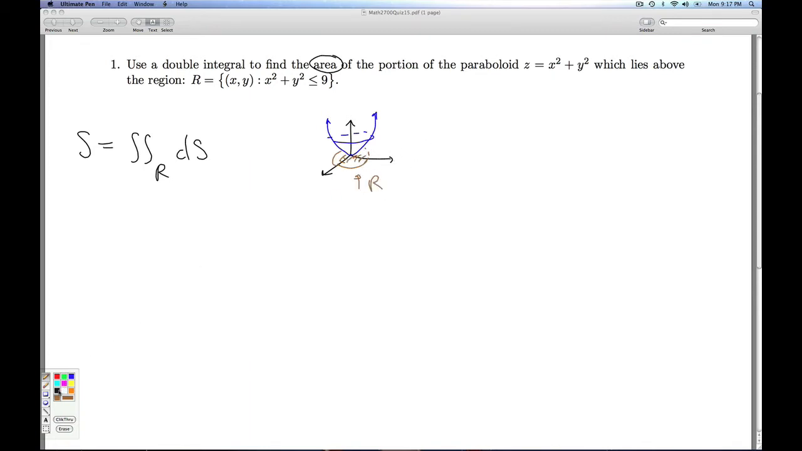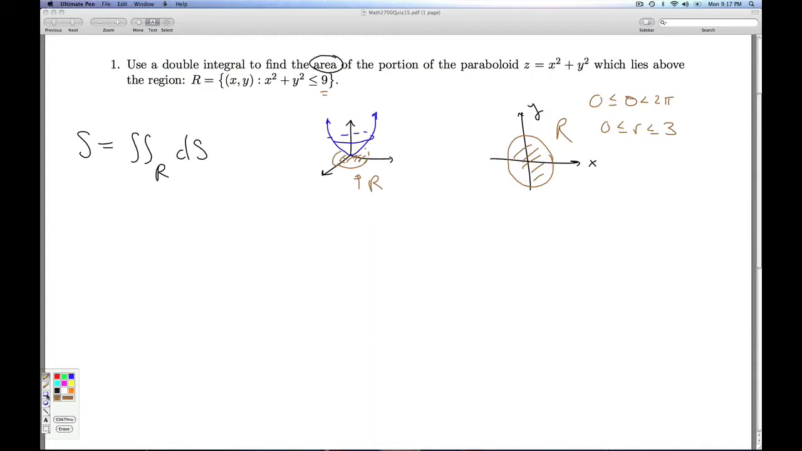So if I draw that in the XY plane, I get a perfectly good region suited for polar coordinates. The angle theta is between 0 and 2 pi, and the radius is 3. So that's going to be our region R.